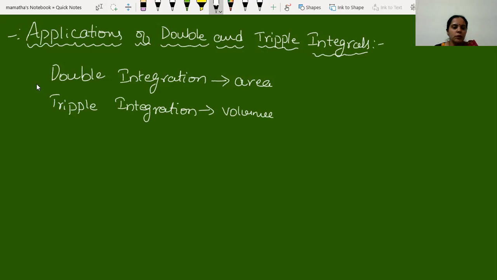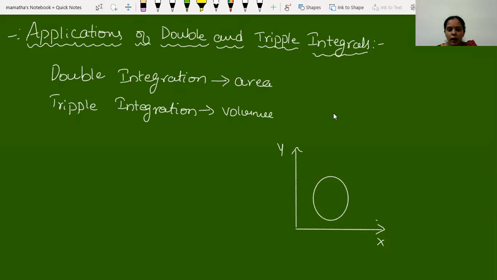Let us consider a spherical balloon in air, filled with air. That will be represented in the XY plane. So let us take the Y axis and X axis. This is our X axis, this is our Y axis. The sphere which is present in our XY plane will be like this.